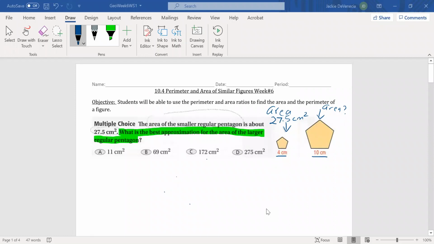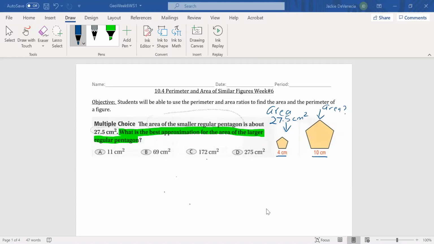First question, we have the information for the smaller pentagon. The area is 27.5 centimeters squared, and we also have the lengths of both of the similar figures. Now we just need to find what the area is. So here, I want to rearrange the information I have.